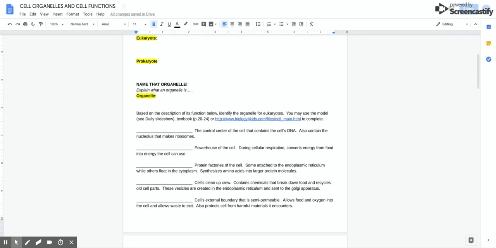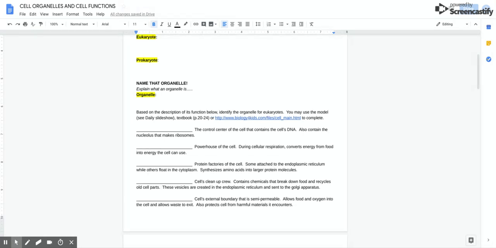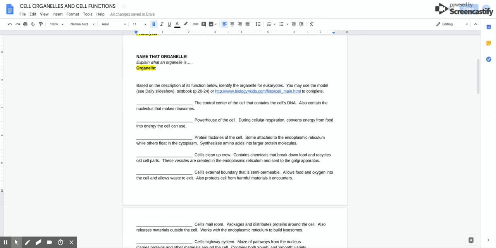After that, we're going to give a definition of what an organelle is. Again, it would be a good idea to use the glossary. And then we're going to look at some of the different parts of the cell, so all those different organelles within the cell, and some descriptions of those are given, and you need to name what organelles those are.